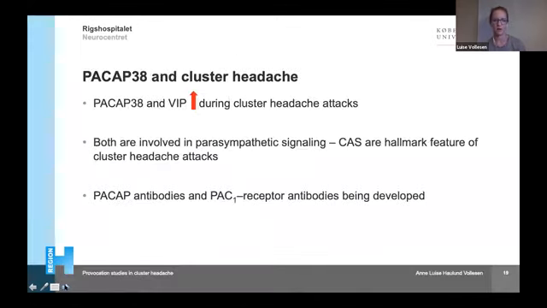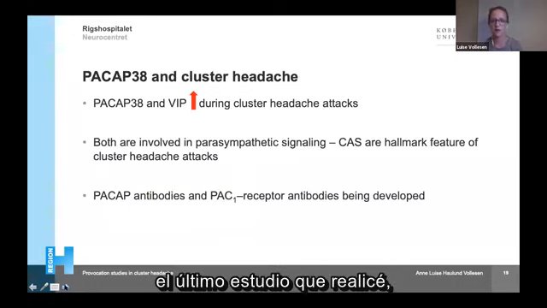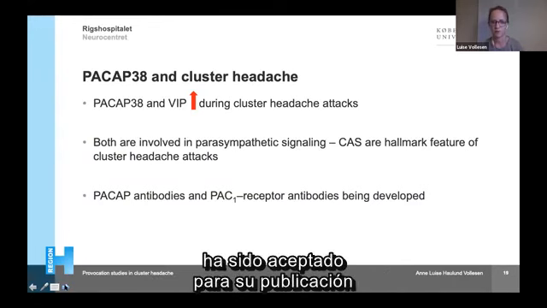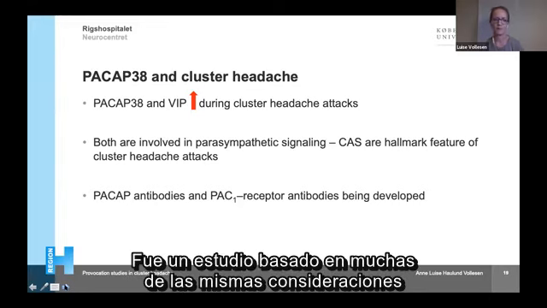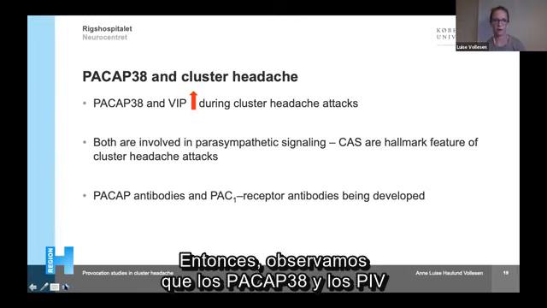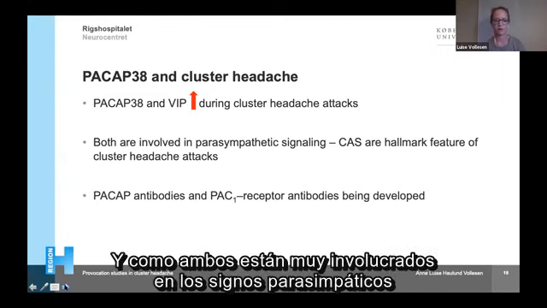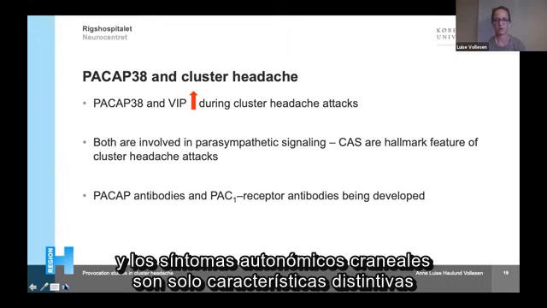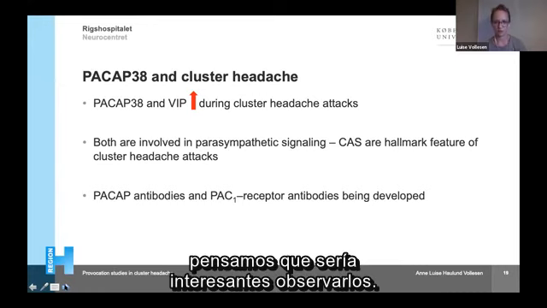And so the final study that I want to mention tonight is the last study that we did, which has just been accepted for publication, but is actually not, I think, online yet. But it was a study based on a lot of the same considerations as the CGRP study. So we saw that PACAP38 and VIP had been reported to be increased during cluster headache attacks. And since both are heavily involved in parasympathetic signaling and the cranial autonomic symptoms are this hallmark feature of cluster headache attacks, we thought it would be interesting to look at them.